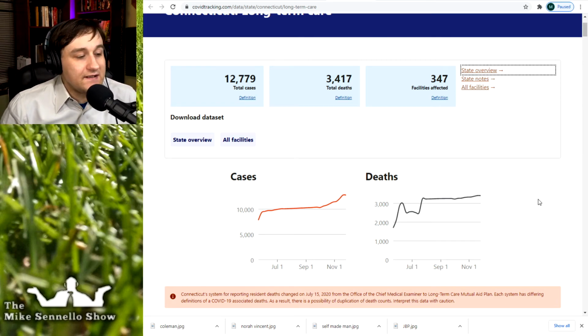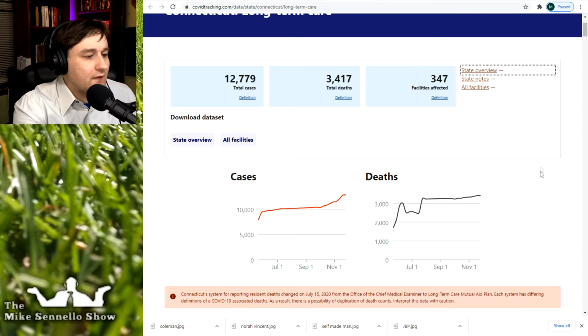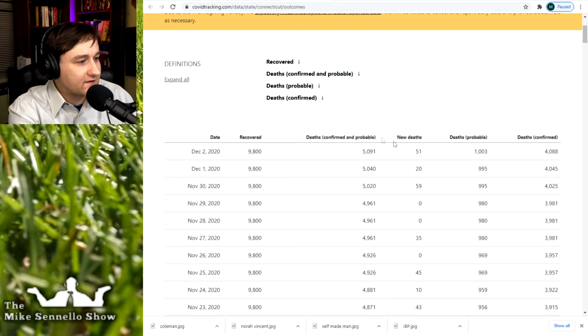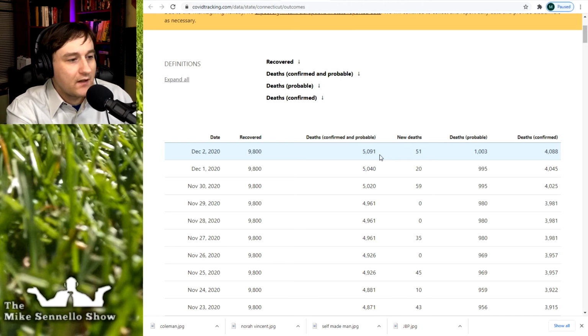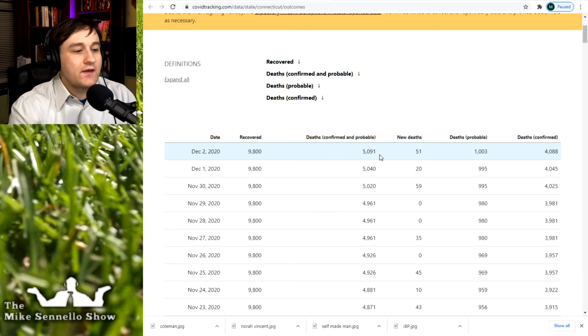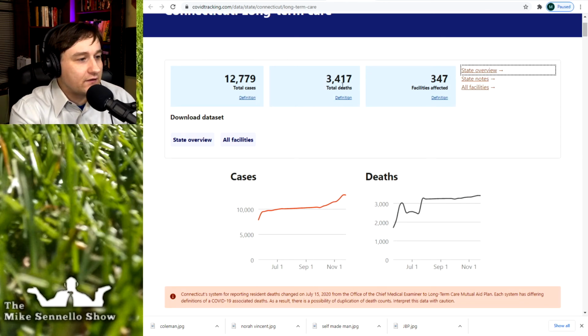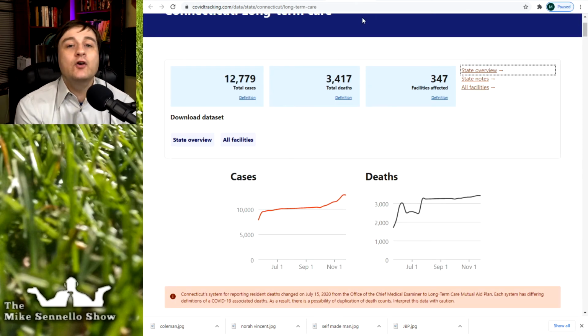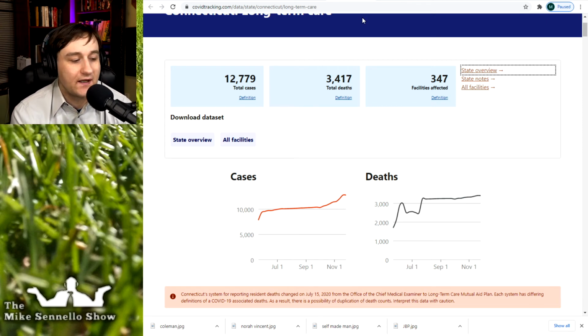These are the deaths in Connecticut for elderly housing. We've got 3,417 deaths in elderly housing. We have 5,091 deaths that are confirmed and probable. That means that there are deaths due to the big C that we know are due to the big C, and deaths with big C. So the interesting thing is that if you divide this number, the 3,417, by 5,091, you find out that more than 2/3, over 67% of all deaths are happening in nursing homes.